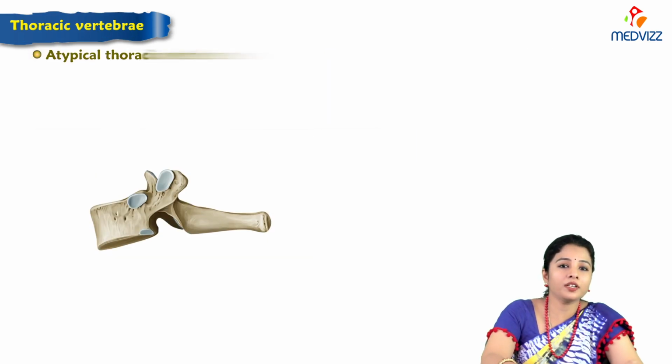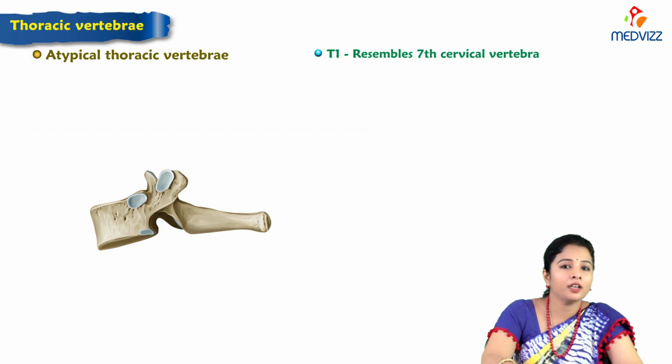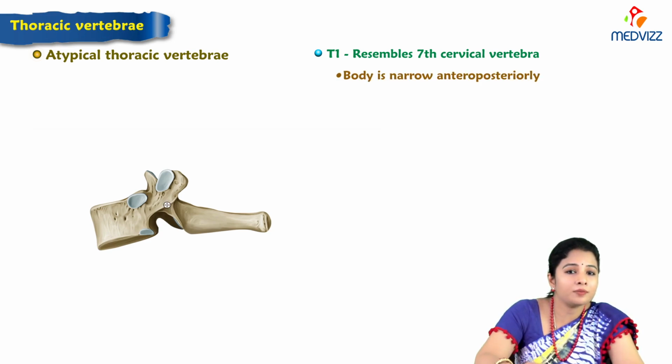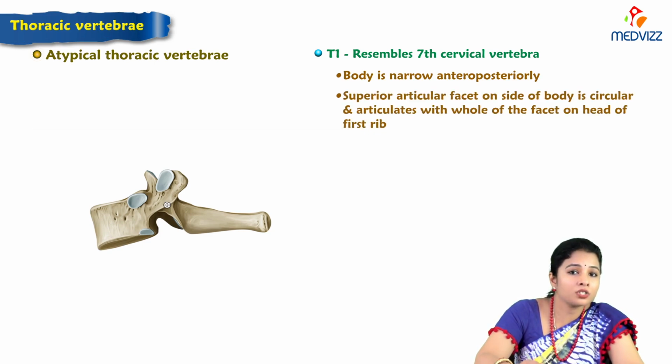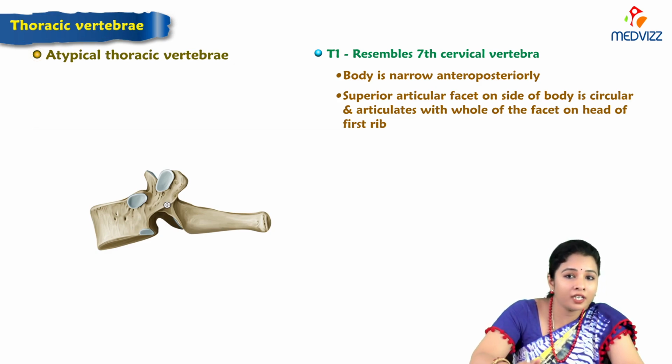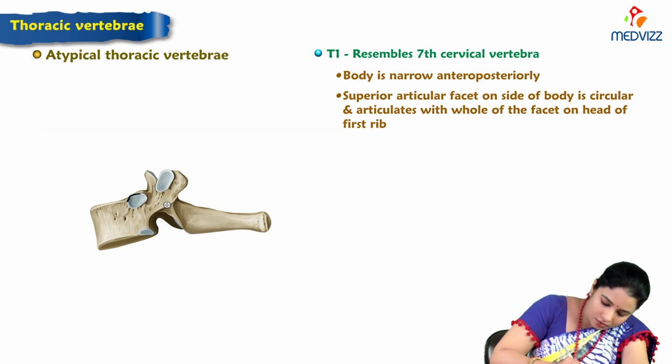Okay, let us move on with the atypical thoracic vertebrae. So T1 is an atypical thoracic vertebra. So here is the image of T1. It resembles the seventh cervical vertebra because it is a transitional vertebra. The body is narrow anteroposteriorly, and the superior costal articular facet present on the side of the body is not a demi-facet. It is a complete circular facet. So this is a complete circular facet.